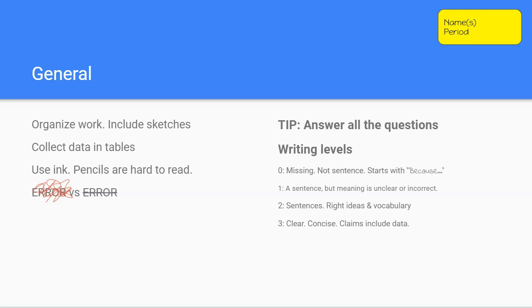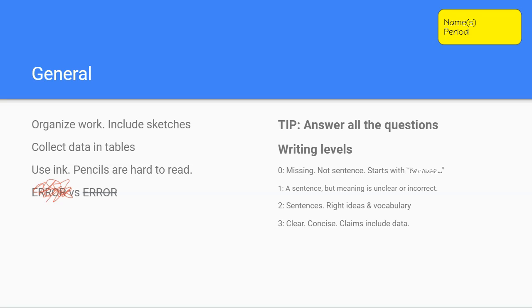A level 1 is a sentence, but its meaning is unclear or the ideas in it are not correct, but at least you wrote something. A level 2 is you have sentences, you've got the right ideas and vocabulary in place, you're doing some of the things right, but I'm not convinced that you understand what you're talking about, or you're making a claim and you have no evidence to support it.